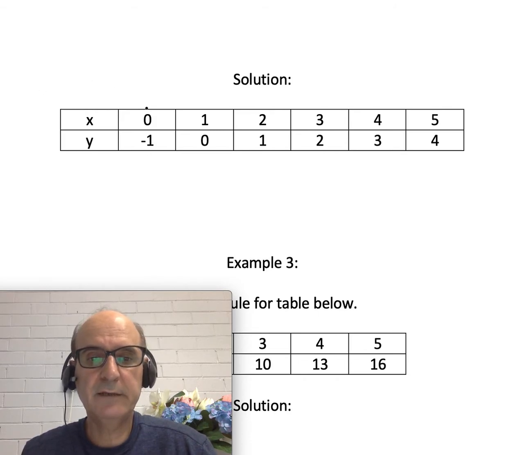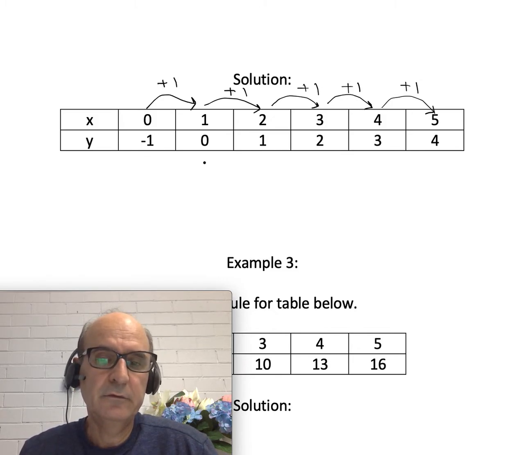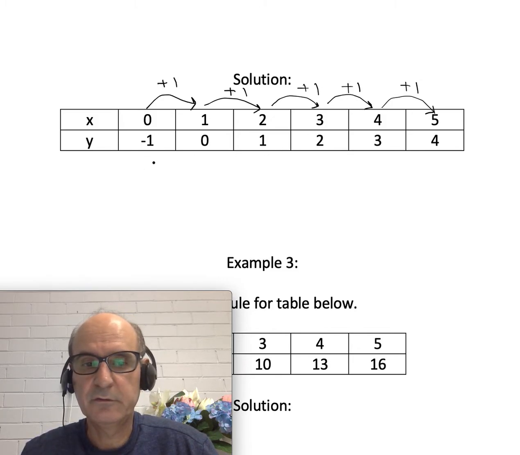Again, we look at x's and see how they go up. They go up by 1, increase by 1, increase by 1, increase by 1, increase by 1. So it has to go up by 1. And to make this rule, that is the way we are doing that.